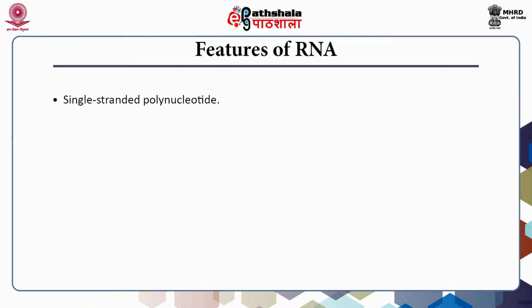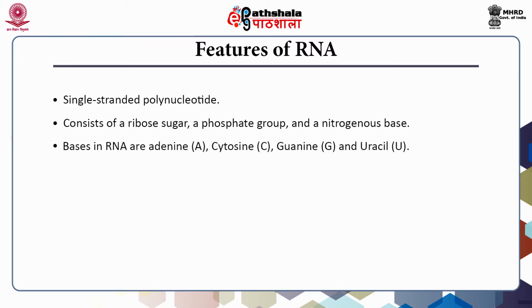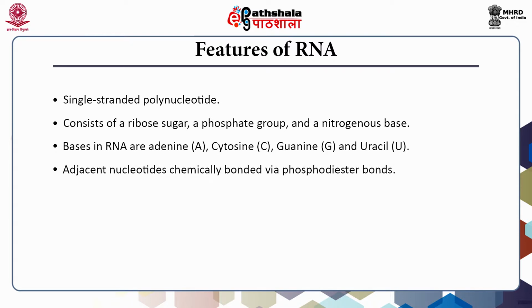RNA is a single-stranded polynucleotide. To repeat, each nucleotide in RNA consists of a ribose sugar, a phosphate group and a nitrogenous base. The different bases in RNA are adenine A, cytosine C, guanine G and uracil U. Adjacent nucleotides are chemically attached to one another in a chain via phosphodiester bonds. The sugar present in RNA, being ribose, makes RNA more unstable and susceptible to degradation.